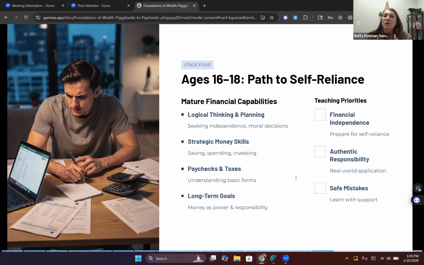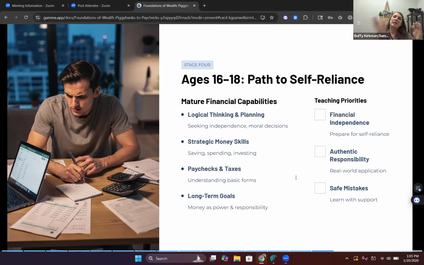Having them, if they're sick and they have to call into work. So understanding those types of responsibilities and work ethic. Again, bigger long-term goals. Money is power, money is responsibility. So at this age range, right, they're looking for that first vehicle.